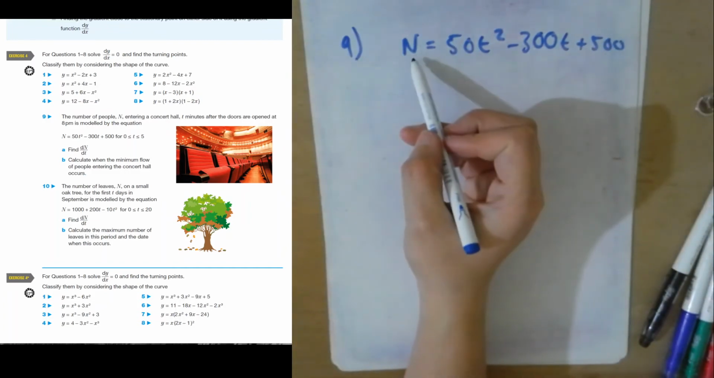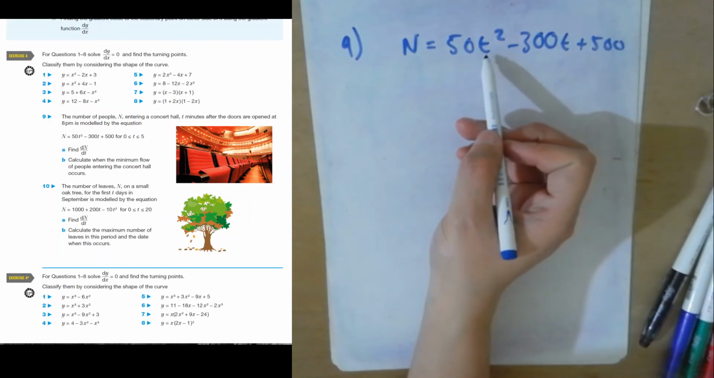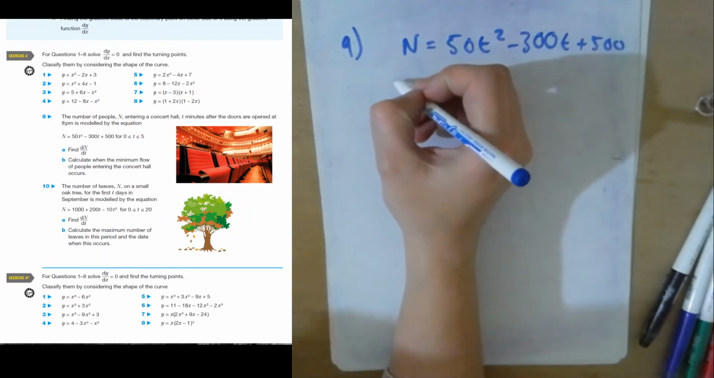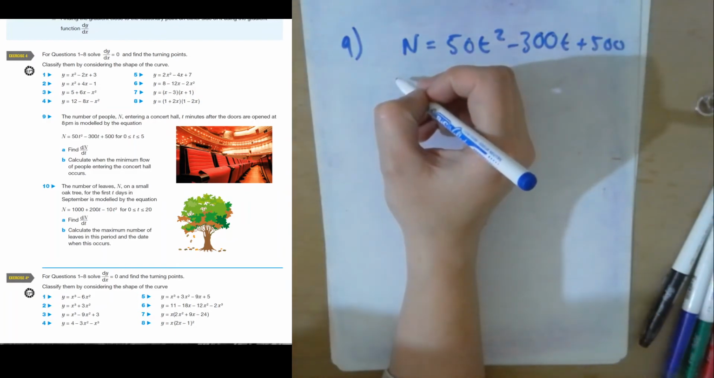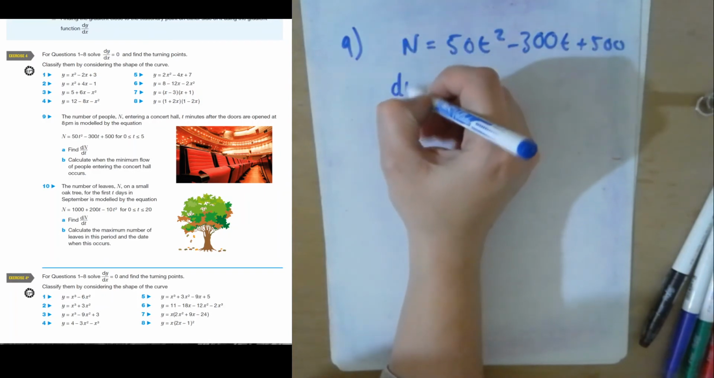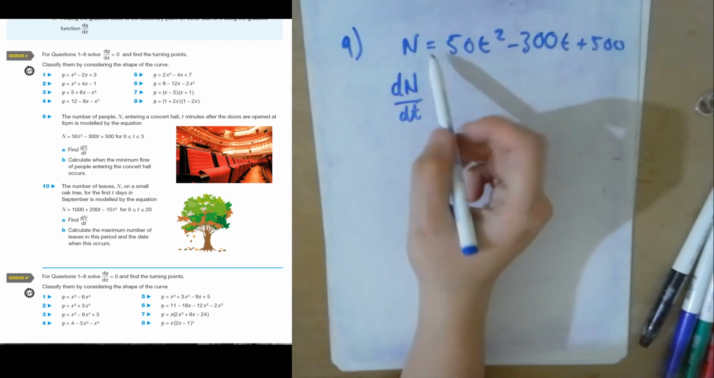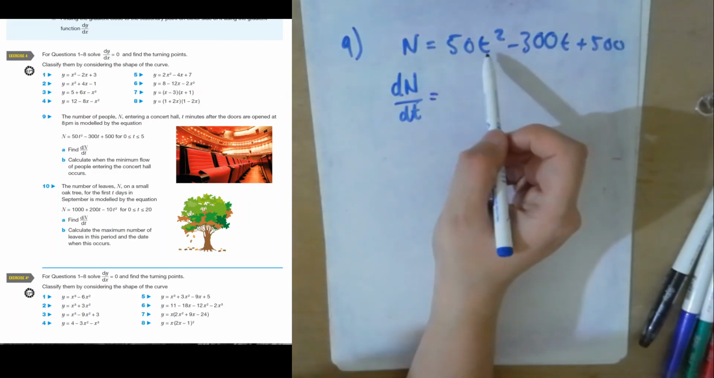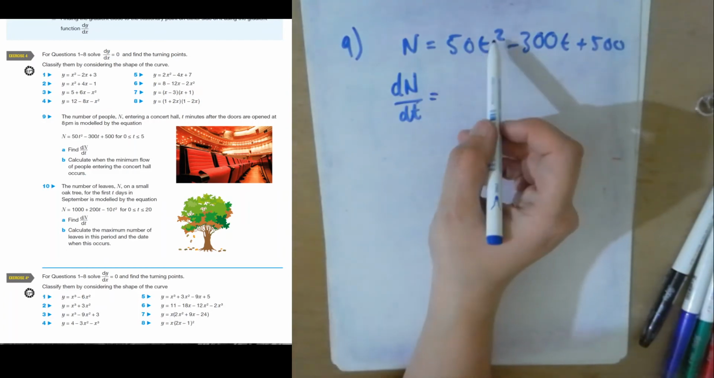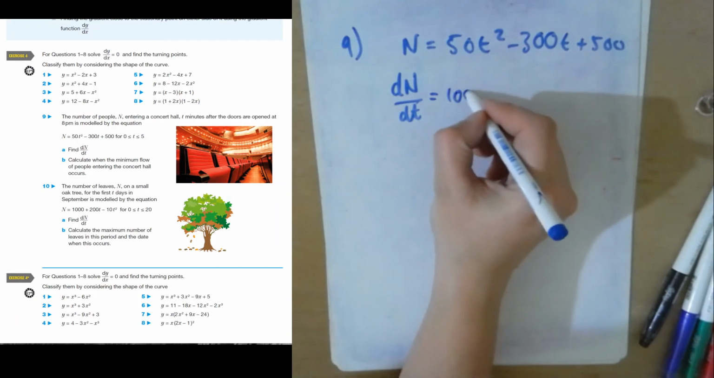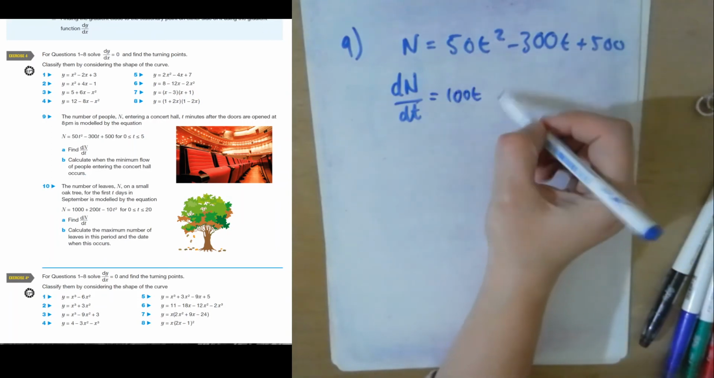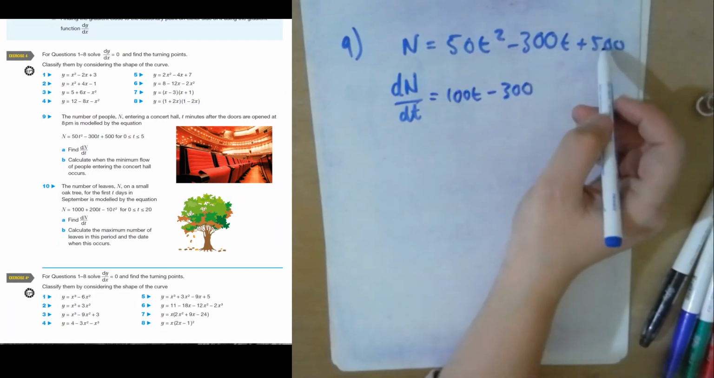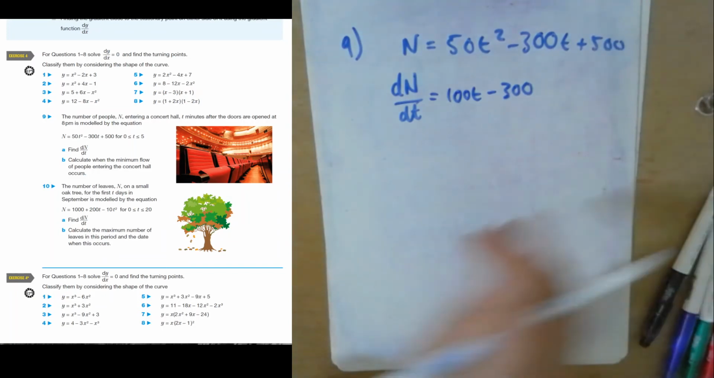Okay, so instead of y, they're saying n. Instead of x, they're saying t. So they're asking for dn over dt. So that's the same as asking for dy over dx, you will notice. Okay, so I've got 50t squared, so the 2 comes down, that's 100t. And then I've got take away 300, and this just becomes 0, so that's fine.